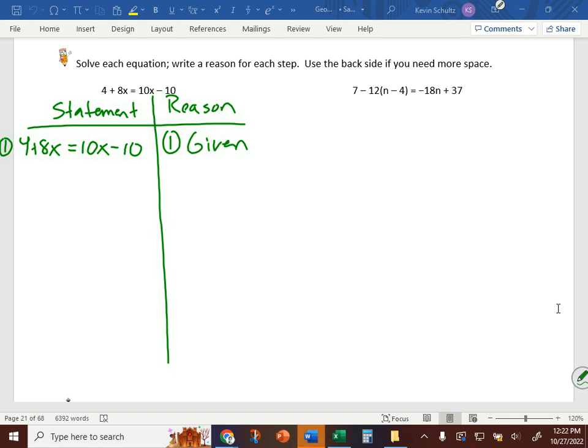Now, click on your algebra brain. What would your first step be, or what could your first step be to solve this, Aiden? Move all the x's over to the left side. Okay, so Aiden wants to move all the x's over to the left side. Could you move them to the right side? Yes. Could you start with your constants? Yes. But we want to move them over to the left, and so let's do that.